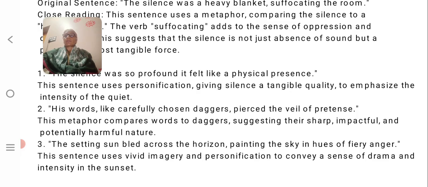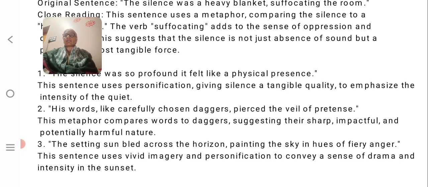There is another example. His words, like carefully chosen daggers, pierce the veil of pretense. The words are compared to daggers, suggesting their sharp, impactful, and potentially harmful nature. When you identify these figures of speech, the meaning goes deeper. You can understand the intensity or harmful nature of his words.